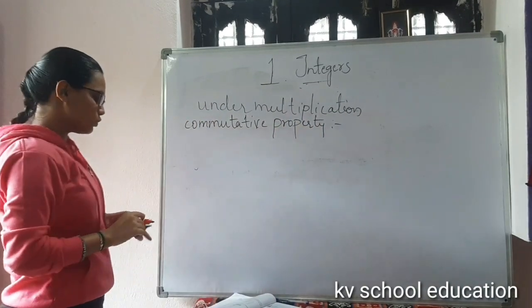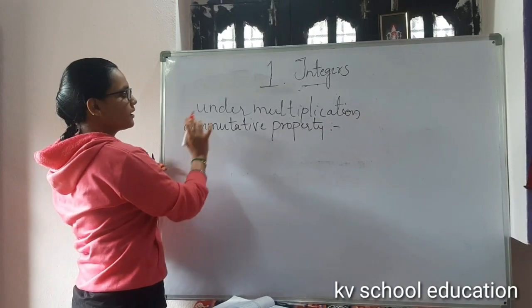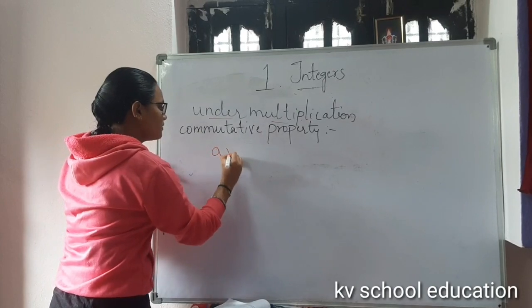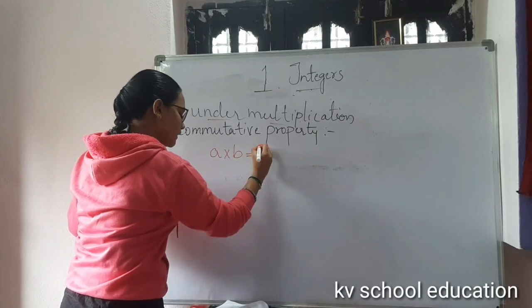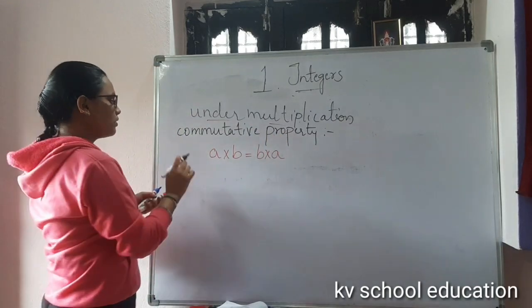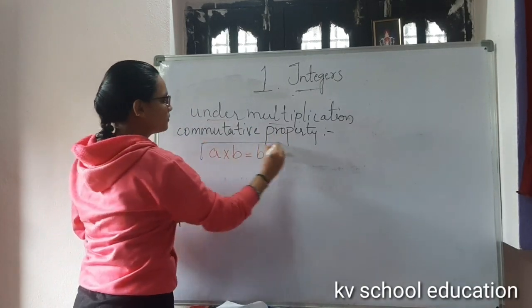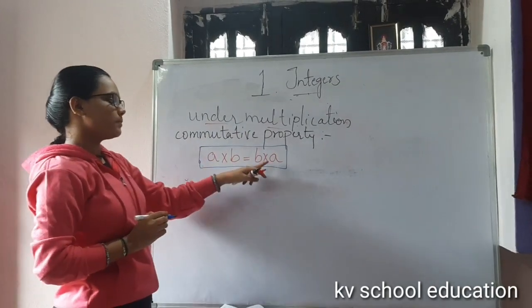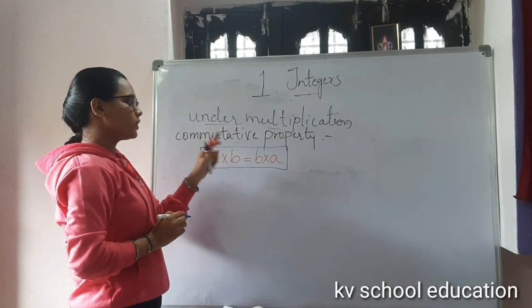So first we need to learn the rule. What is the rule under the commutative property under multiplication? That is A into B is equal to B into A. This is the rule. So if you observe here, in addition also A plus B is equal to B plus A. It satisfies the commutative property.